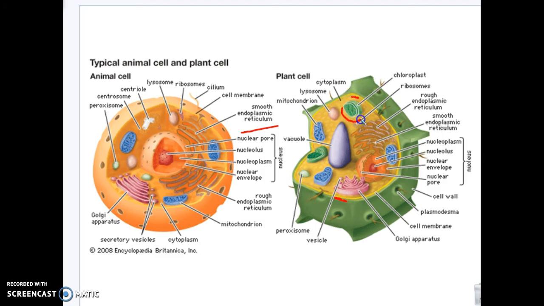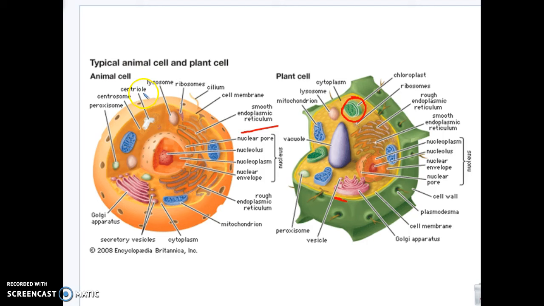Chloroplast is something else that a plant cell has that an animal cell does not, and that's where photosynthesis takes place. And then the plant cell also has a huge vacuole. Look at the size of the vacuole here. You guys know that that's for storage of water. So if it doesn't rain for a long time, the plant still has a source of water.